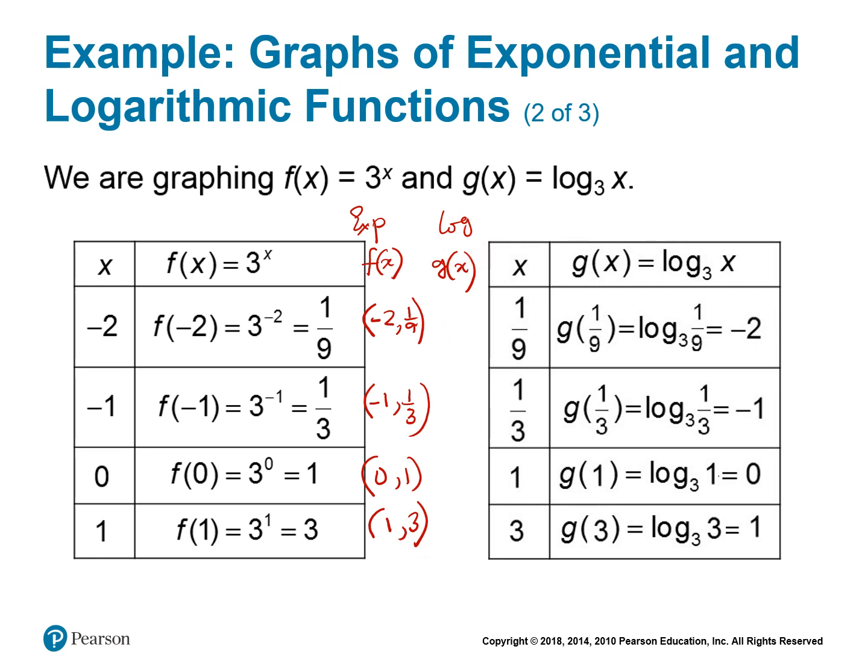So let's do that. The 1/9, which is the range, the y value of the exponential function, becomes the domain, or the x value, of the logarithmic function. So (1/9, -2) is one ordered pair for g(x). Next one will be (1/3, -1), and then (1, 0) and (3, 1). So you see what we did? We just flipped the x and y coordinates and made them the ordered pairs of the logarithmic function.